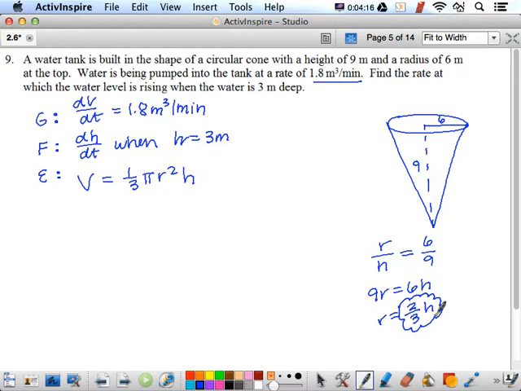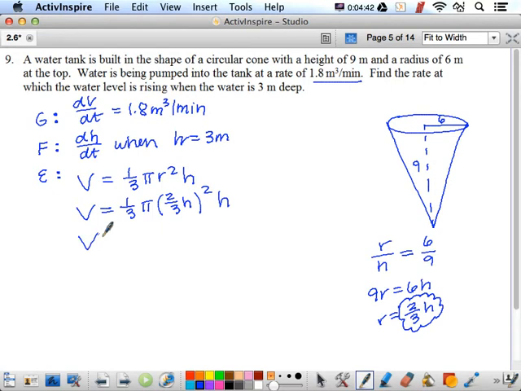Now you could do the product rule. You could, and it just takes a lot longer because you also have to, at that point, figure out what dr/dt is. So, it's just kind of busy. It's much easier if you go ahead and make this substitution anytime you work with a cone. So we're going to come over here. We're going to substitute our radius for 2/3 of our height instead.